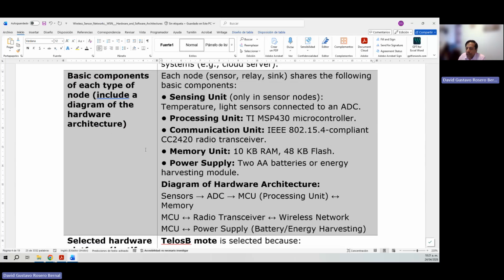A communication unit uses a CC2420 radio transceiver compatible with the IEEE 802.15.4 standard, which ensures reliable and low-power wireless communication. We have as well the memory unit, consisting of 10 kilobytes of RAM and 48 kilobytes of flash memory in a node to store sensor data and operating code. And finally, obviously, we need to include the power supply based on standard AA batteries, adaptable for energy harvesting systems.